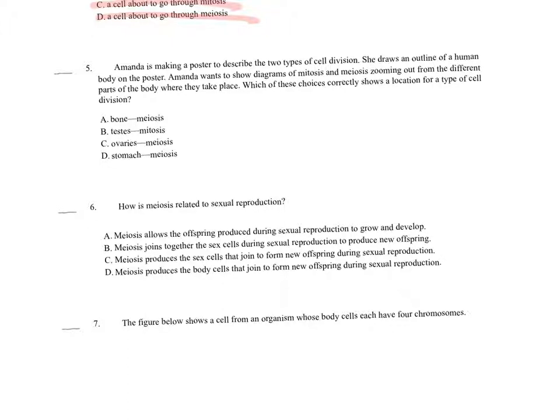Amanda is making a poster to describe 2 types of cell division. She draws an outline of a human body on the poster. Amanda wants to show diagrams of mitosis and meiosis, zooming in on the different parts of the body where they take place. Which of the choices correctly shows the location of each type of cell division? What do we got? Guys, talk about it quickly. 30 seconds. You should be able to answer this quickly.